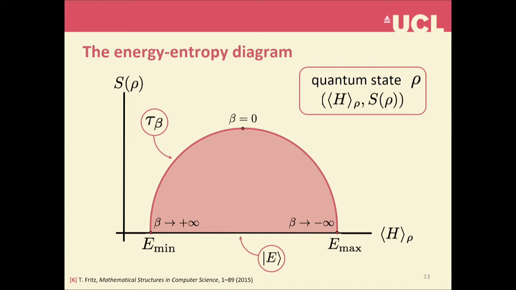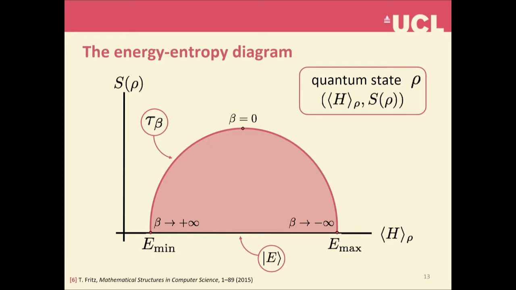On the boundary above this region, this curve is essentially given by the set of thermal states. Each point corresponds to a precise temperature, or inverse temperature beta. On the left, we have positive temperature. On the right, we have negative temperature, meaning inverted populated states like the ones you find in lasers.